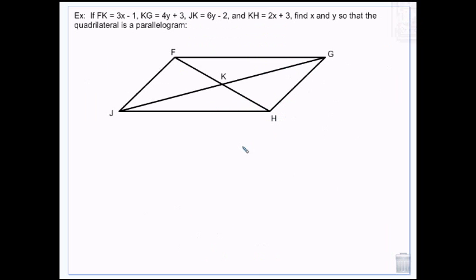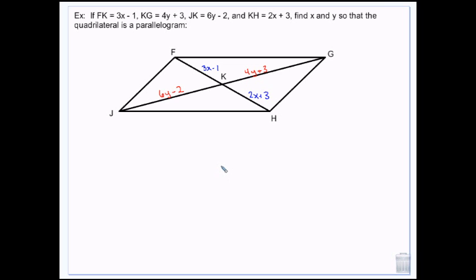Now, we can find values to force this to be a parallelogram, or to force it to be true. So, okay, FK would be 3x minus 1, so that's this line right here. Okay. KG is 4y plus 3, that's this part right here. JK is 6y minus 2. And KH is 2x plus 3. So far okay? All right, so I've just labeled it.